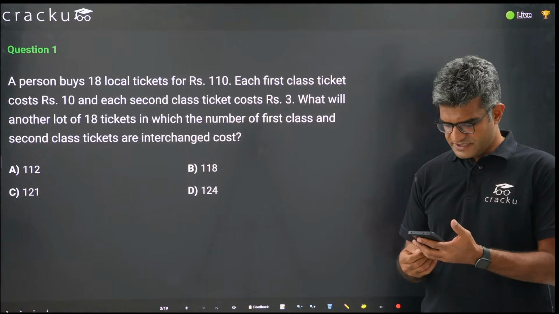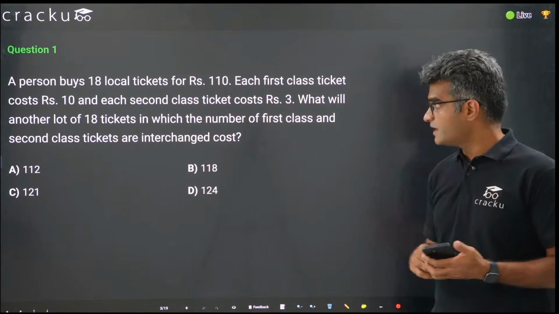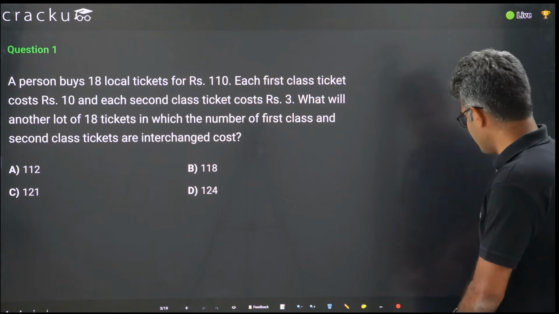Okay, somebody is asking how to take care of anxiety and calm down. Okay, I'll talk about it after explaining this question. The time is up. Let us try to solve this question.